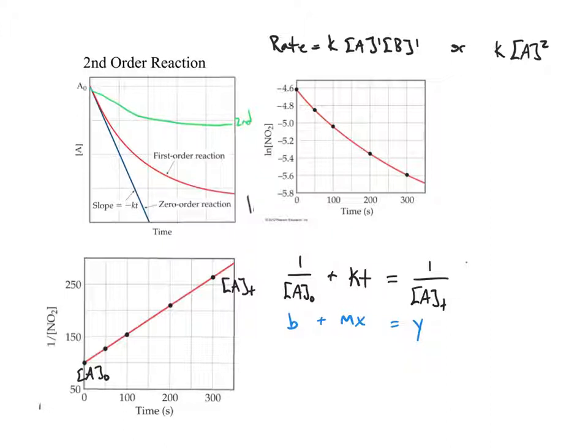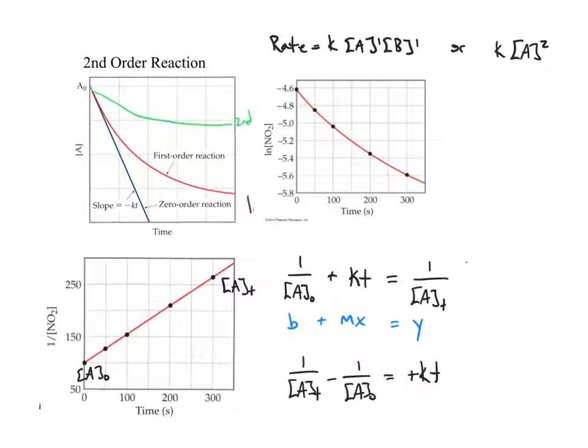Now on your formula sheet, they'll rearrange this so that all the A terms are on one side. And so on the back of your formula sheet and on the sheet that you'll get with the AP test, it'll have 1 over A at time t minus 1 over A at time 0 equals positive kt. That's just simply rearranging the y equals mx plus b formula so all the A terms are on the same side. Subtract 1 over A at time 0 on each side, and you'll get this new rearranged formula.